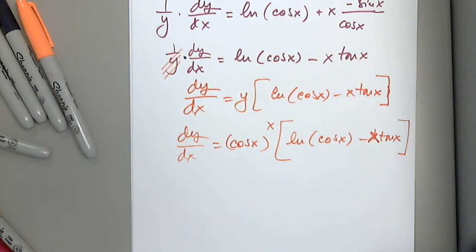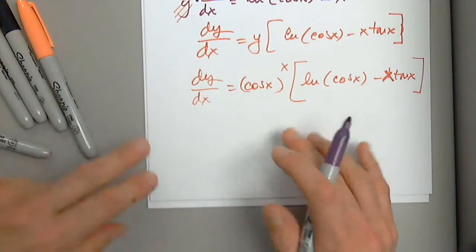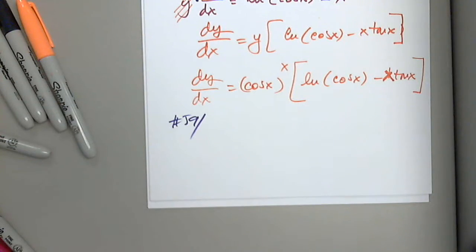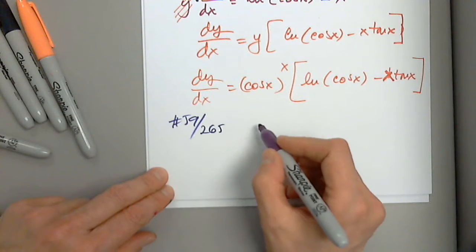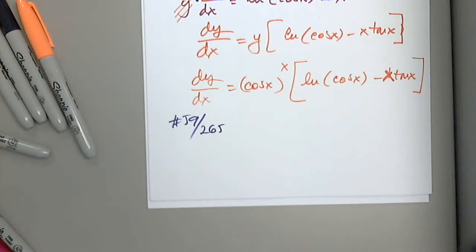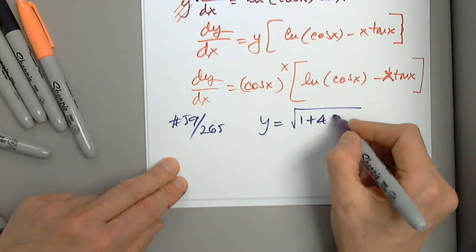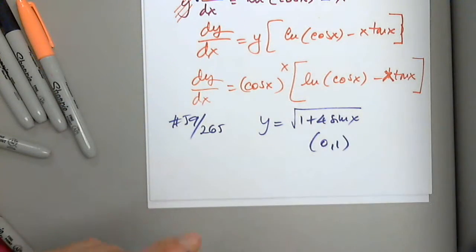What about finding the equation of the tangent line to a curve? Yes? Okay. Let's look at, let's say, 59 on the same page, 265. We are given y equals the square root of 1 plus 4 sine x, and the point is 0, 1. Find the equation of the tangent to the curve at a given point.